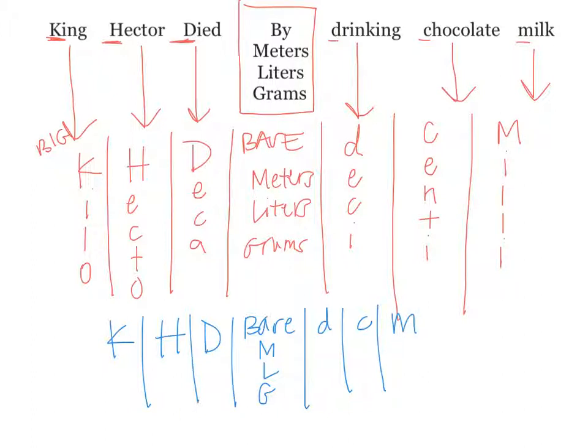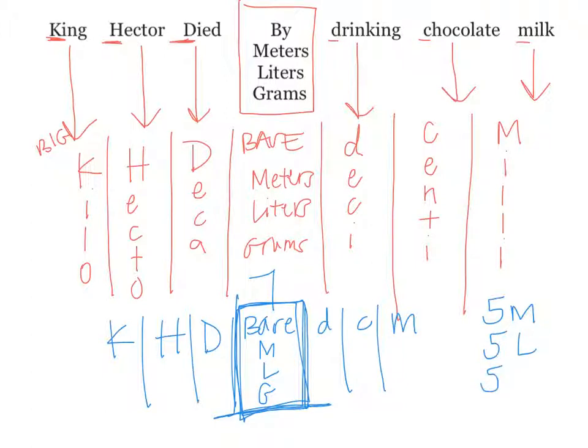So this is how we're going to draw our King Hector chart. Now this base in the center, you can put a box around it or even make it look like a 1. So if you see, for example, 5 with an M, if there's only one letter, it's referring to this center box. So 5 meters, 5 liters, or 5 grams will always mean you move to the center.